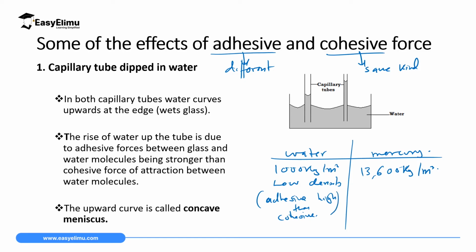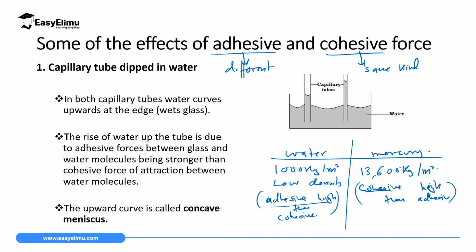Then if you have a liquid with high density, it will mean cohesive will be higher than adhesive. If you take mercury and interact it with molecules of another type, then cohesive, the force of attraction between mercury molecules, will be stronger than the force of attraction between mercury and another substance. But if you take a liquid which is less dense, like in this case water, it means the force of attraction between water and the other substance will be higher than the force of attraction between the water molecules.